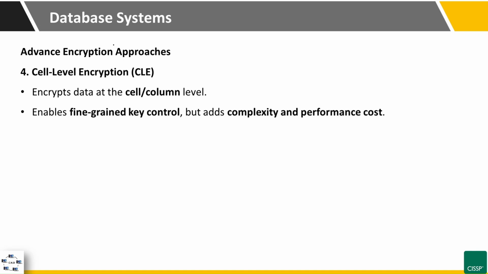And now coming over to some advanced encryption approaches, and the fourth encryption type, which is cell level encryption or CLE. This encrypts data at the cell or column level. You can say that this is the most granular encryption level, because you are now encrypting data at an individual cell or column inside the table. It enables fine grained key control, but adds complexity and performance cost.